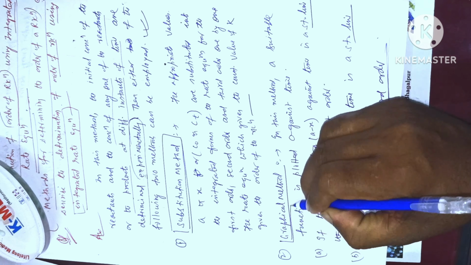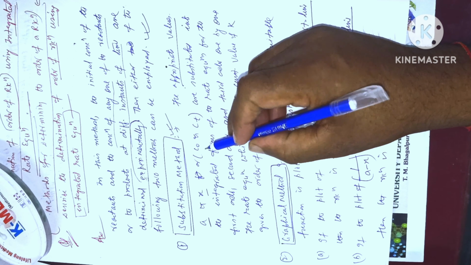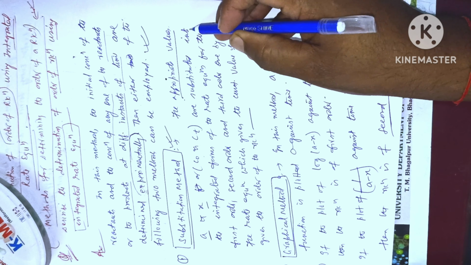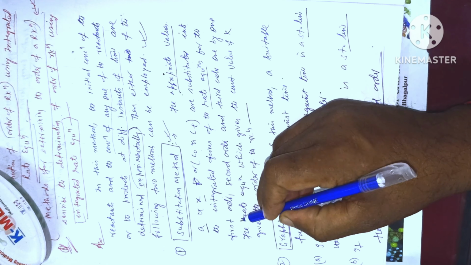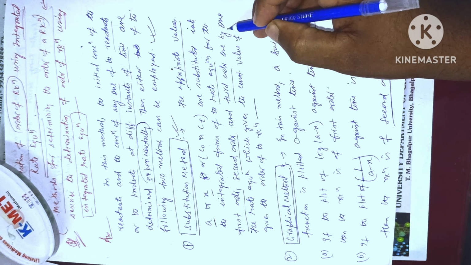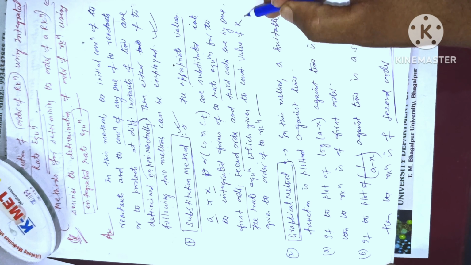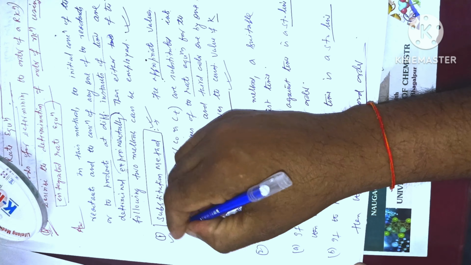In the substitution method, the appropriate values of a and x, or C0 and Ct, are substituted into the integrated form of the rate equation for the first order, second order and third order one by one. The rate equation which gives the constant value of k gives the order of the reaction. This is the substitution method.